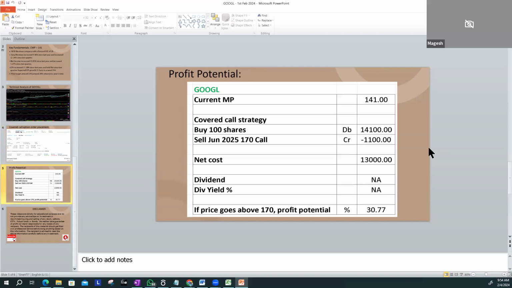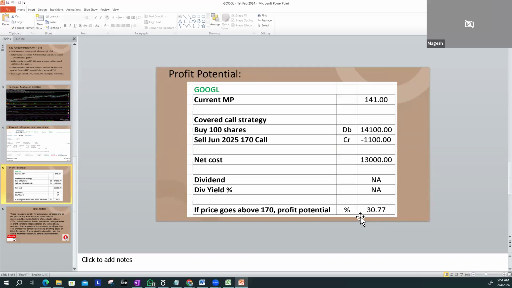So this is just a profit potential sheet. Your net cost is 13,000, and there's no dividend in this case. If the price goes above 170, then your profit potential is 30% over a period of 15 months, which is not bad, right? Where do we get 30%?